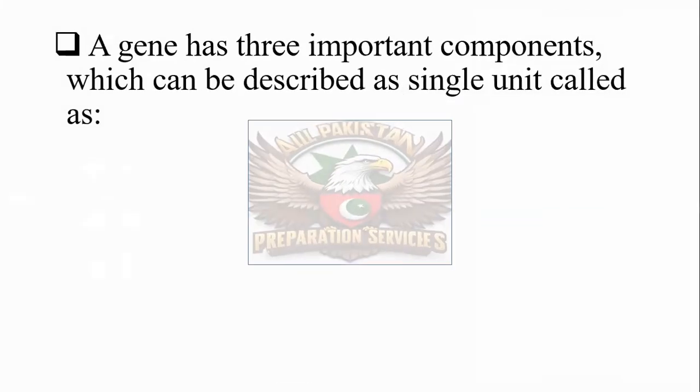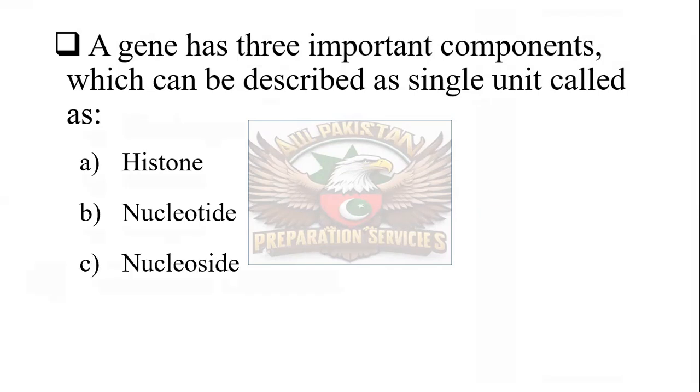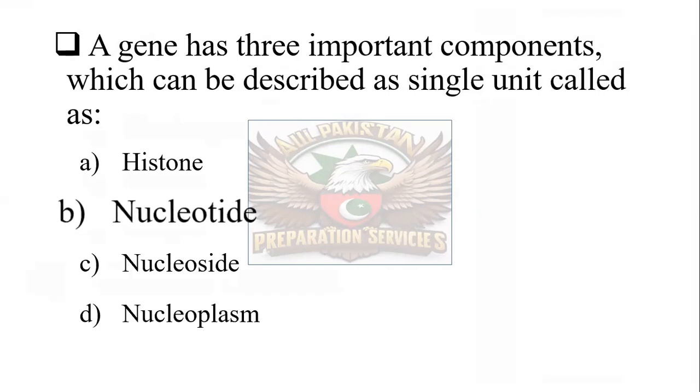A gene has 3 important components which can be described as a single unit called histone, nucleotide, nucleoside or nucleoplast, and the correct one is nucleotide. A gene has 3 important components which is described as a single unit called nucleotide.